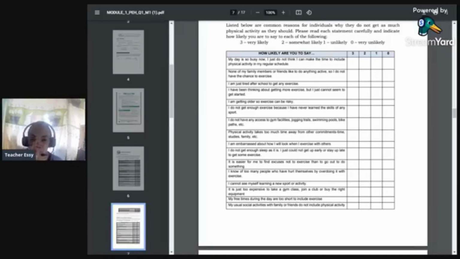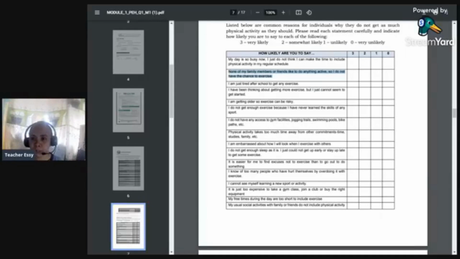Next, you write number 2. For number 2, none of my family members or friends like to do anything active, so I do not have the chance to exercise. It means wala sa mga family members mo or wala sa mga friends mo ang gustong maging physically active. Walang gustong mag-exercise, walang gustong mag-bike, walang gustong mag-jogging. So, wala kang chance na mag-exercise. Okay? So, you answer 3, 2, 1, or 0.